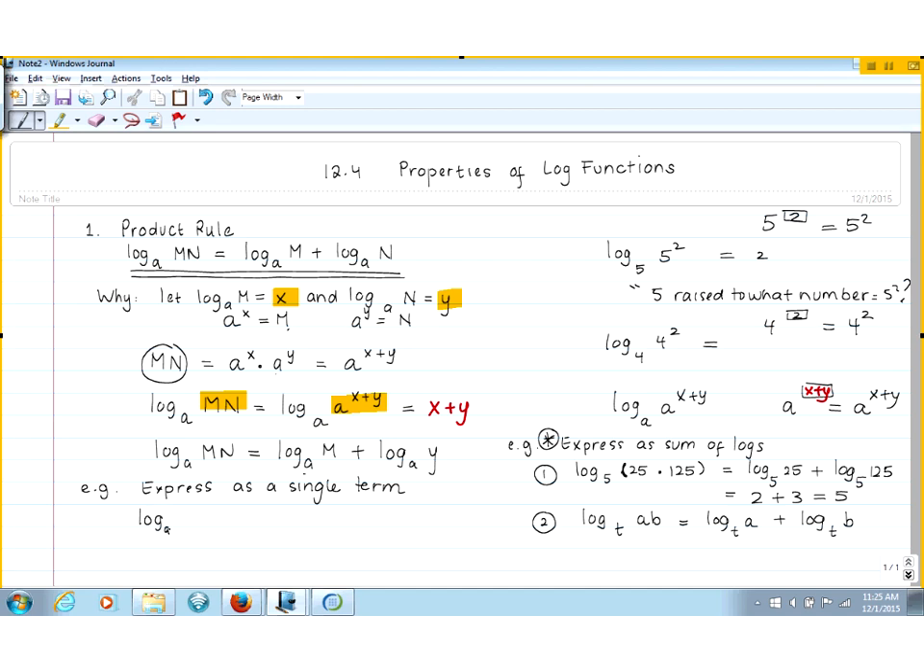Okay. Log base A of 7 plus log base A of 12. So what will this be? Can you express it as a single term? Log base A of 7 multiplied by 12, which is 84. So this is log base A of 84. That's it. There's nothing else you could do. This is base A.